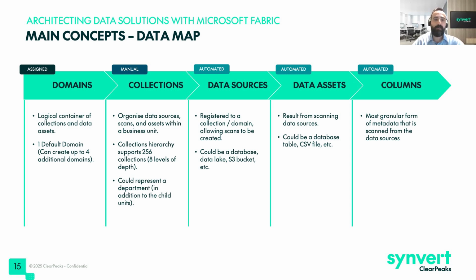Domains are assigned. We have one main default domain and can create up to 4 additional domains. These act as containers that can hold the collections and assets we'll use in our data catalog. Then we create collections manually to organize data sources and assets across business units. They can represent departments, for example.